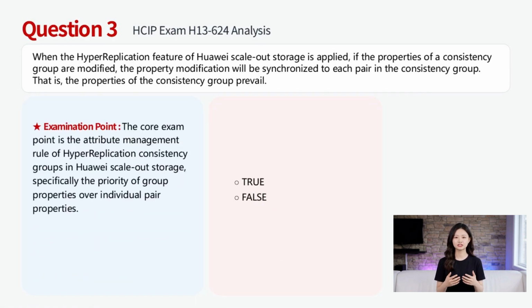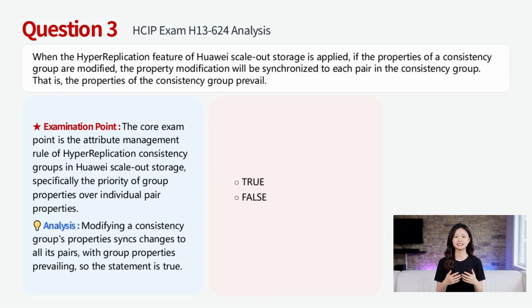For Huawei Scale-Out Storage's hyper-replication, a consistency group unifies management for related remote replication pairs to ensure cross-pair data consistency. After pairs join the group, they no longer use their own independent attributes, but follow the group's unified replication attributes, covering recovery policy, replication rate, synchronization type, and more.